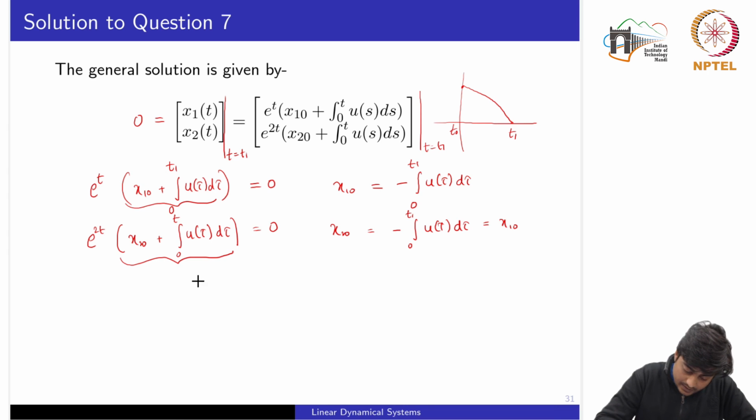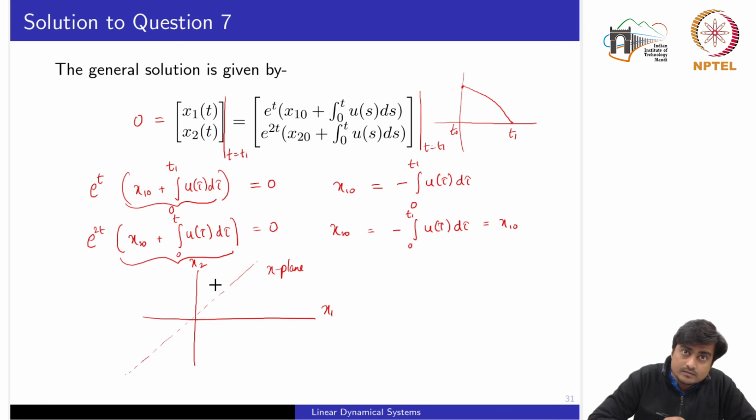Meaning to say that if we see in the x plane, let's call this x1 and this x2. If my initial conditions are along this line, then in that case I would reach towards the origin, which is completely in coherence with the definition of controllability. Starting from any point which lies on this line, this should be 0. Starting from any initial condition lying on this line, the system is controllable. Now, if you choose any other point which does not fall onto this line, you can never reach the origin in a finite amount of time.